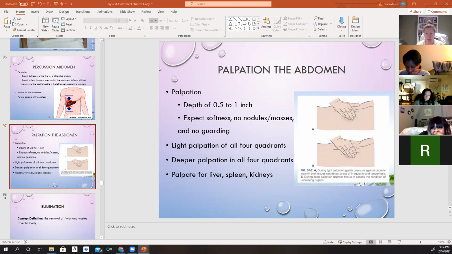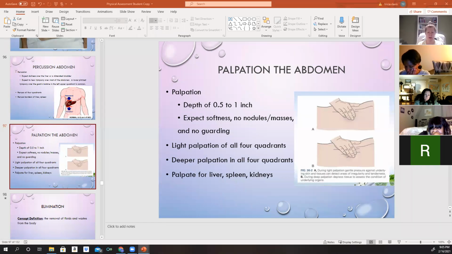You want to lightly palpate in all 4 quadrants. And then you want to palpate to see if you can feel that liver, the spleen, and the kidneys. And then you do want to make sure that when you're moving, you start at the bottom right, just like you did when you're listening. And then you're going to be monitoring your patient's responses.